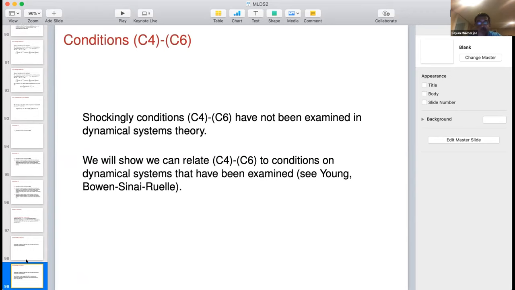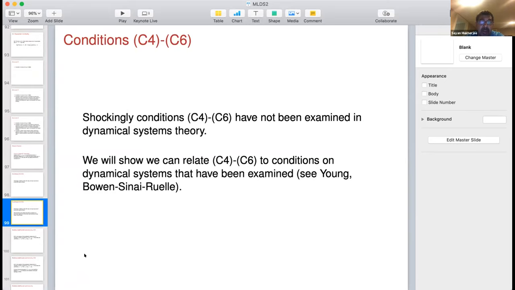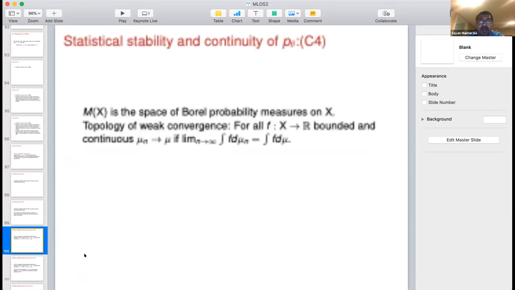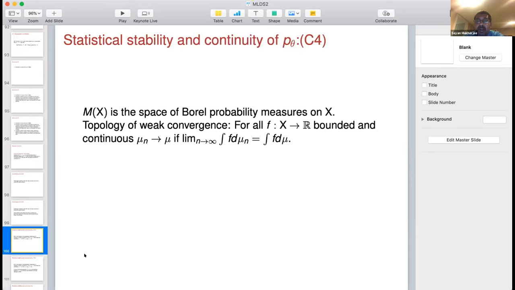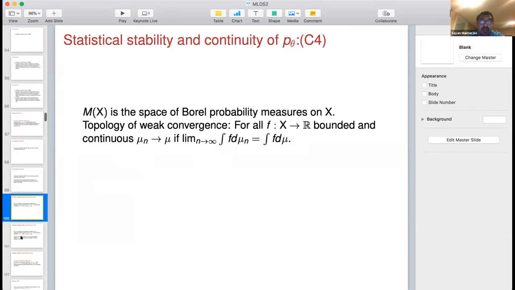Now we can relate C4 through C6 to conditions on dynamical systems that have been examined. A lot of this comes from the work of people like Lai-Sang Young or Bowen and Sinai and Ruelle. I'll come back to this in a little bit. If I have a space of Borel probability measures on X, I can think of this topology of weak convergence. So for any function f of X that's bounded and continuous, the limit as n goes to infinity of these two integrals are the same. That's what I mean by weak convergence.